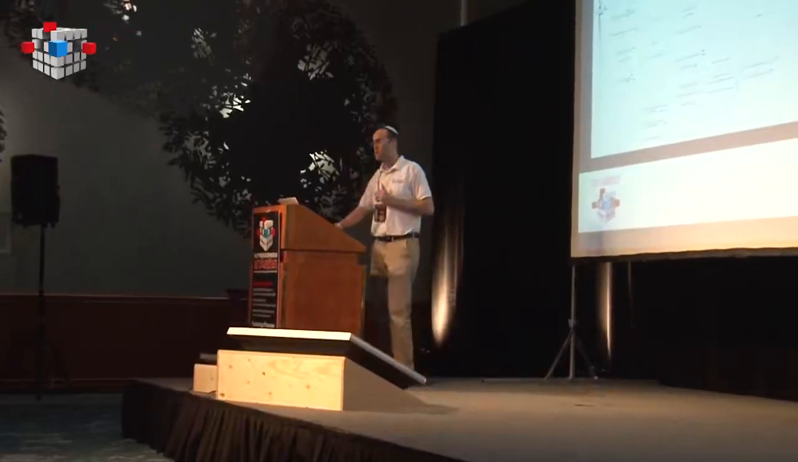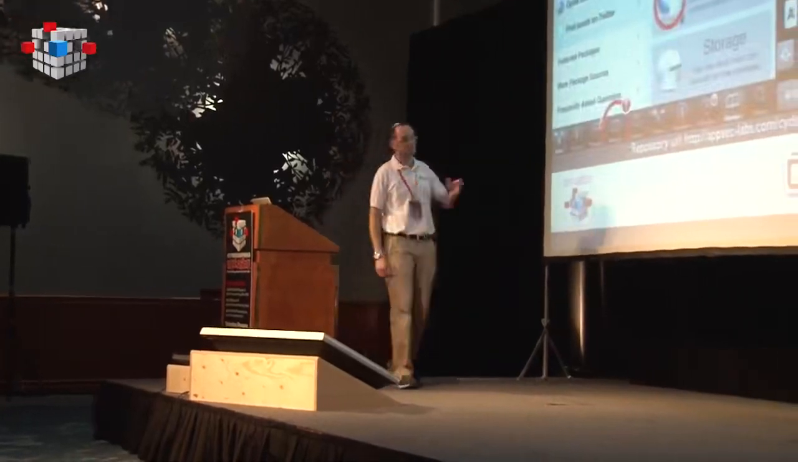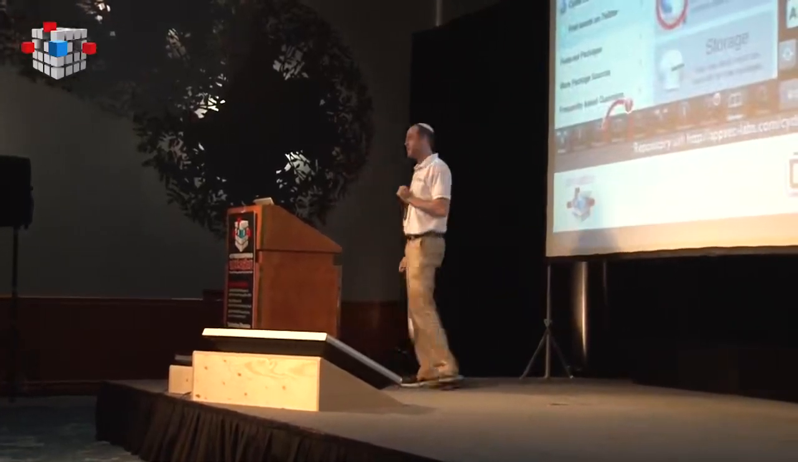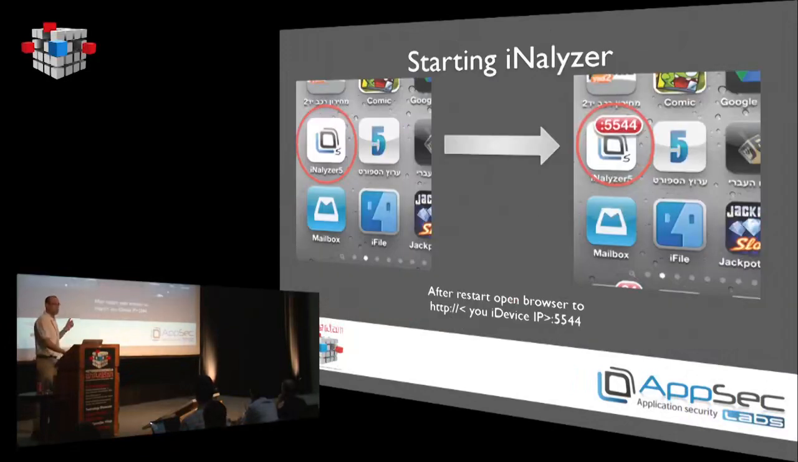So, how do you get iNalyzer? Well, it's free. You can download it right now from the Cydia repository. Go to our AppSec Lab Cydia repository and download it. Activating it is very simple. Just click on it, and you get a listener report on your iDevice. Once you get your listener report on your device, open the browser, any browser, and browse to your iDevice IP and the port that you got.